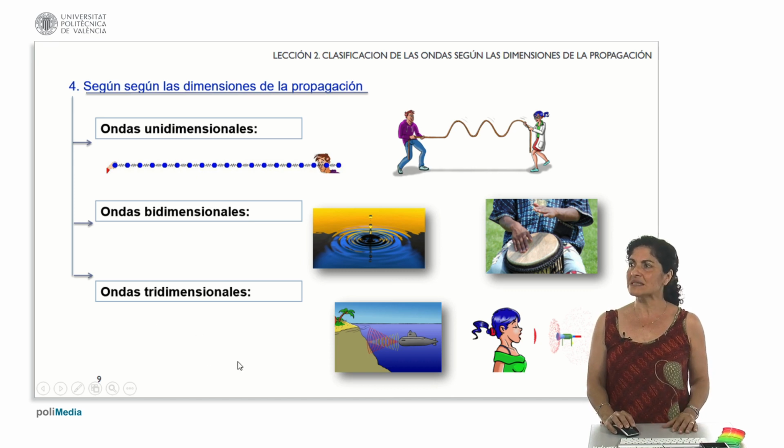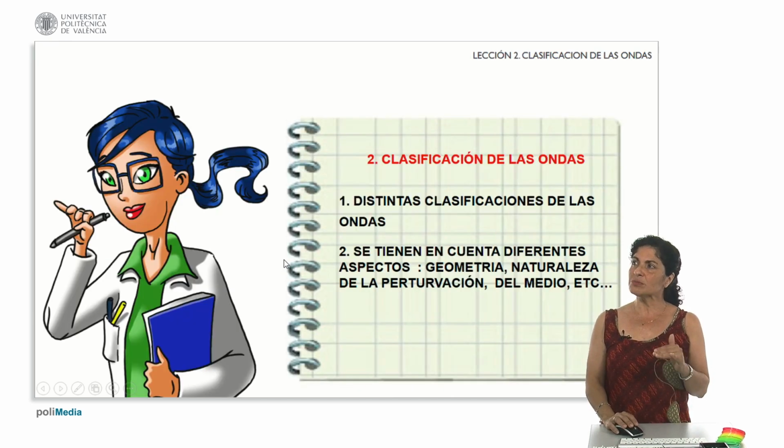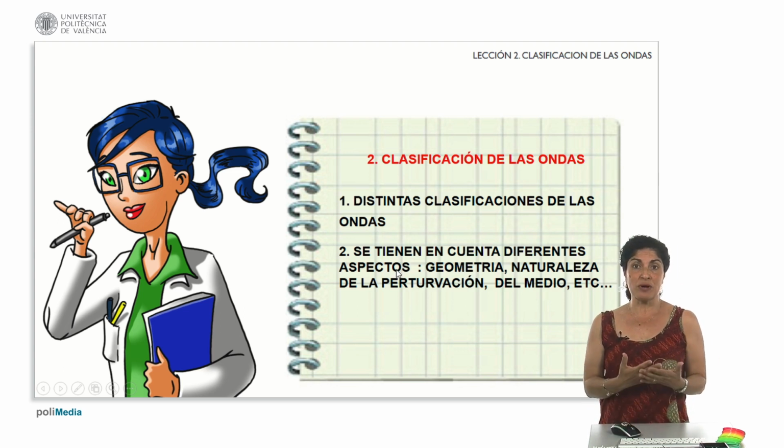Well, with this we have seen some of the different classifications that we can find of wave motion, and we see that the differentiation is because it takes into account different aspects of geometry, nature, disturbance, environment, and so on. Later on I will mention other types of classifications, but for that I need to introduce new definitions. We will continue in the next lesson.